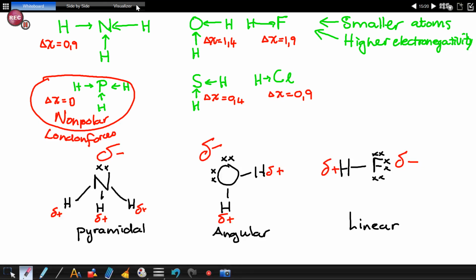So all of these molecules, except for phosphorus trihydride, will be polar, and they will have dipole-dipole forces between them. But the dipole-dipole forces between ammonia, water and hydrogen fluoride molecules are much stronger than expected. So they've got a different name. They're called hydrogen bonds.